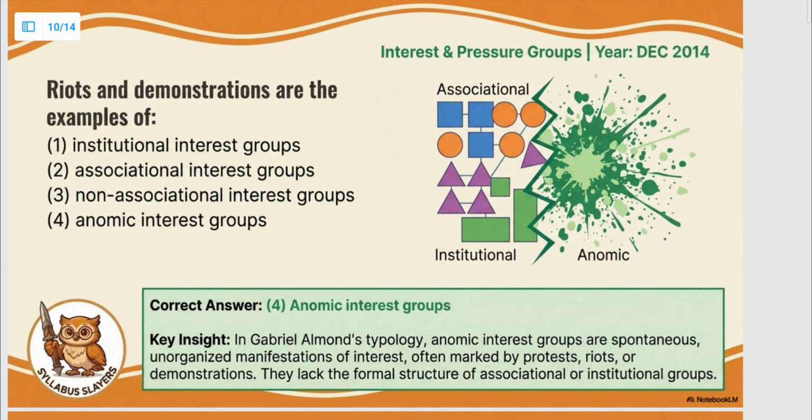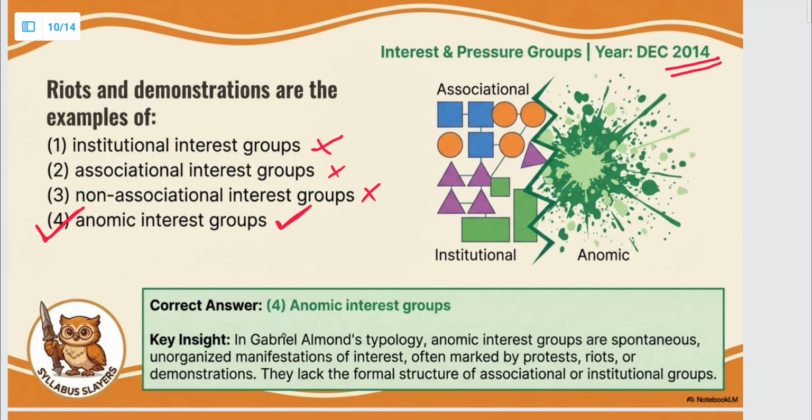Next question, this was asked in December 2014. Riots and demonstrations are the examples of which of the following? ठीक है, तो इसमें क्या क्या ऑप्शन दिए? इंस्टीट्यूशनल इंटरेस्ट ग्रुप्स, नहीं, उनका नहीं होता है, this is not a characteristic of them. एसोसिएशनल इंटरेस्ट ग्रुप्स, नहीं, इनका भी नहीं है. नॉन एसोसिएशनल, इसका भी नहीं है. एनॉमिक इंटरेस्ट ग्रुप्स का होता है ये. ठीक है, so the answer will be the fourth option.